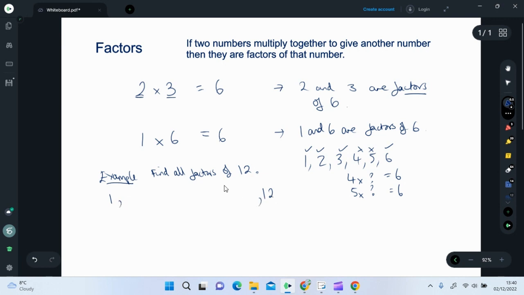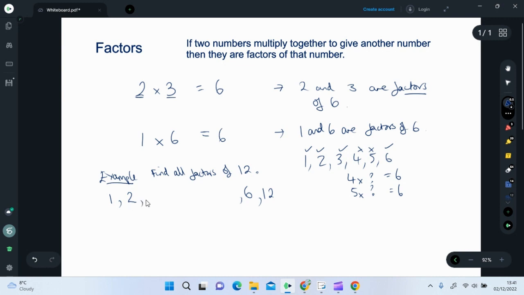So what I do is I write them far away from each other so that I can fill any other factors in between. It doesn't matter if you've left too big a space, that's fine. Next number up from 1 is 2. Is 2 a factor of 12? Well, 12 is an even number, so yes. 2 goes into 12 exactly. And 2 times 6 is 12. So that's another factor of 12.